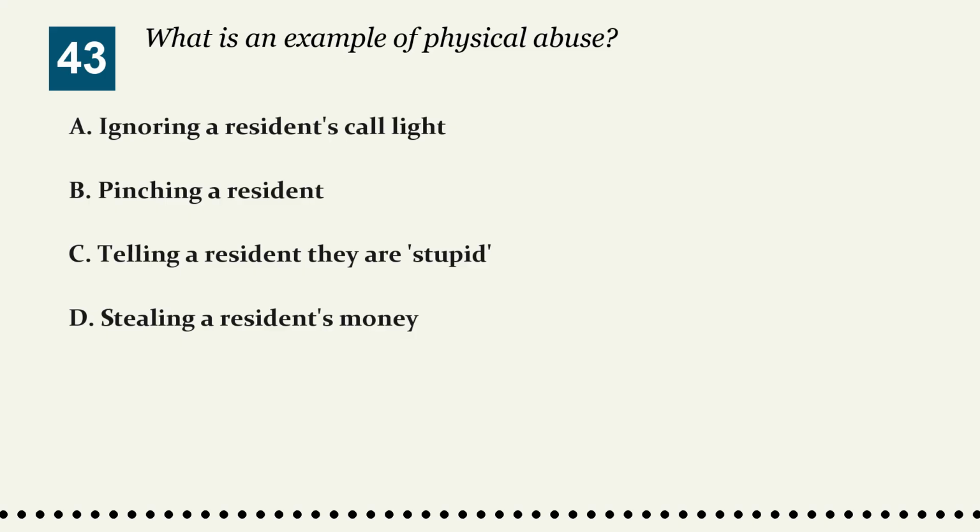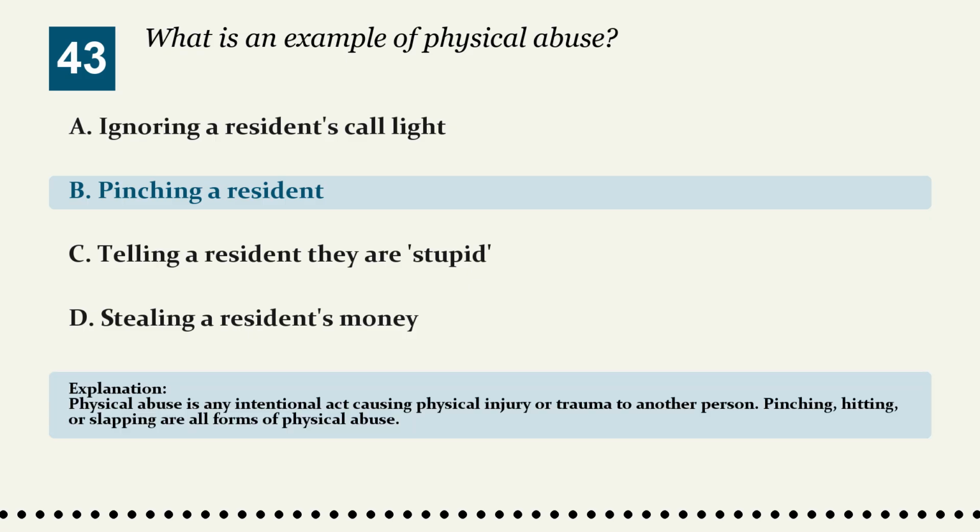Question 43. What is an example of physical abuse? Option A, ignoring a resident's call light. Option B, pinching a resident. Option C, telling a resident they're stupid. Option D, stealing a resident's money. The correct answer is option B, pinching a resident. Physical abuse is any intentional act causing physical injury or trauma to another person. Pinching, hitting, or slapping are all forms of physical abuse.